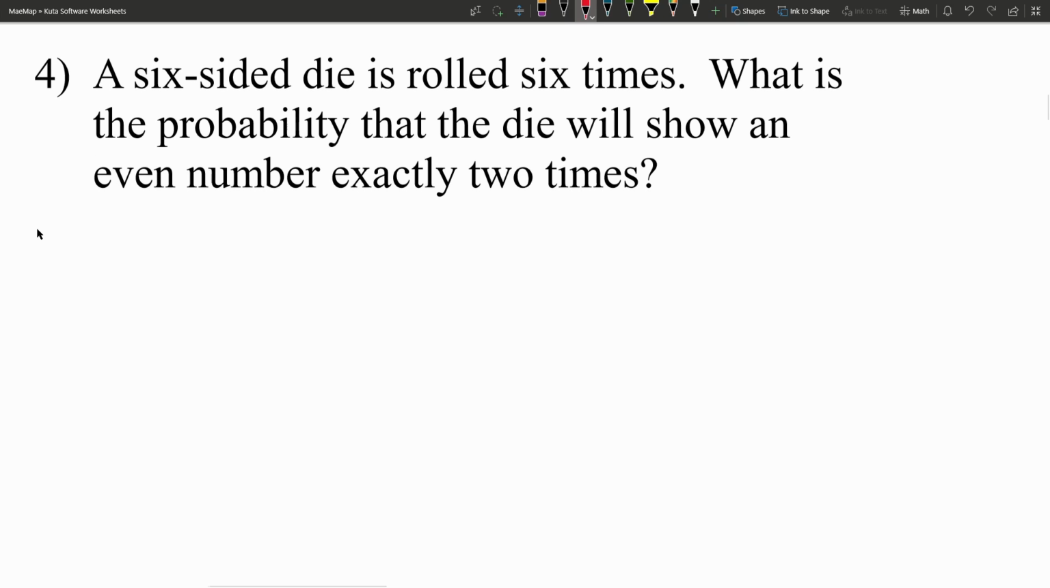For number 4, we have that a 6-sided die is rolled 6 times. What is the probability that the die will show an even number exactly 2 times? Let's first figure out the total number of possibilities. But think about it. If we're trying to calculate the probability that an even number occurs exactly 2 times, then I don't necessarily care about all the sides of the die. I care about just odd sides versus even sides.